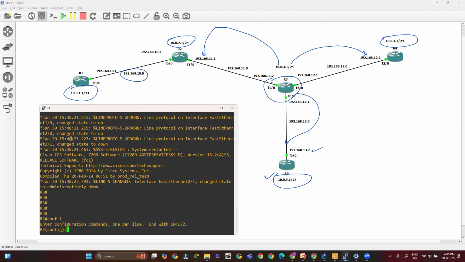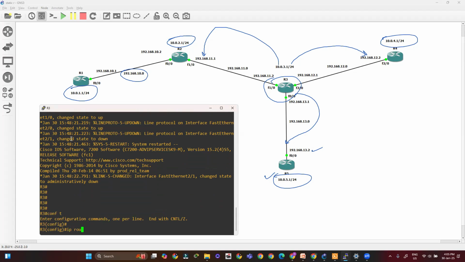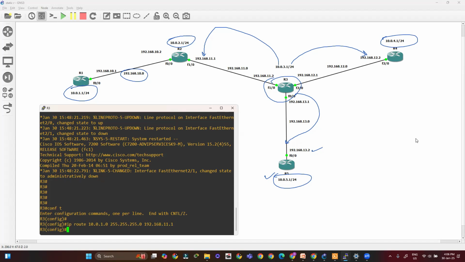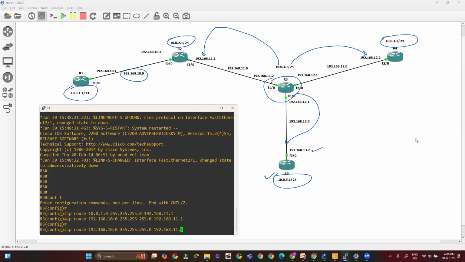Configure terminal. IP route 10.0.1.0, and the subnet mask is 255.255.255.0, and the next hop address is 192.168.11.1. This next hop will also work for 192.168.10.0, and the same next hop will also work for 10.0.2.0. So we have to mention all that.